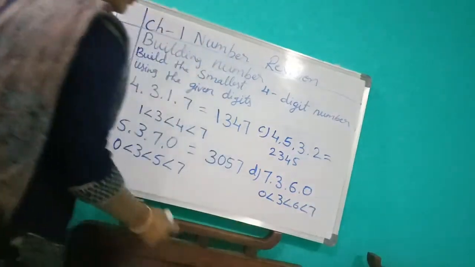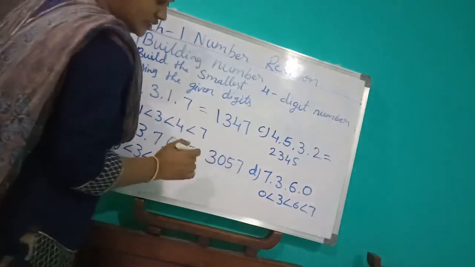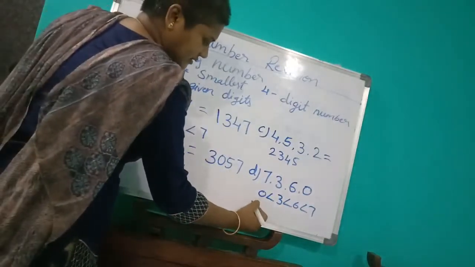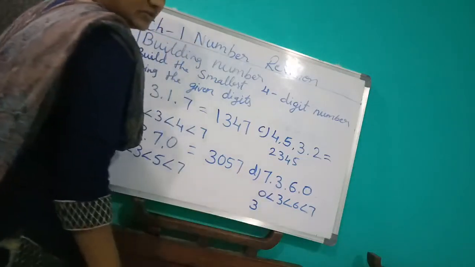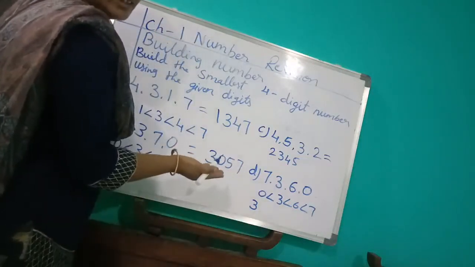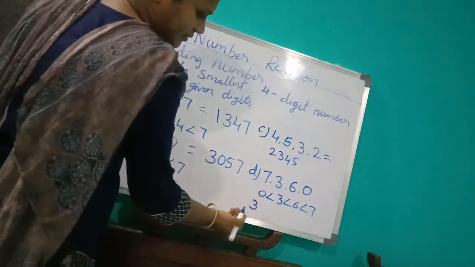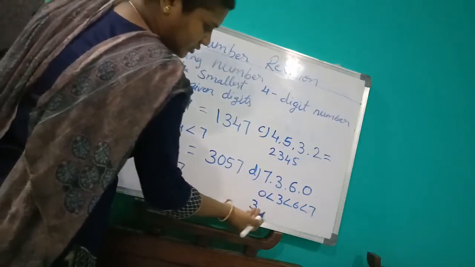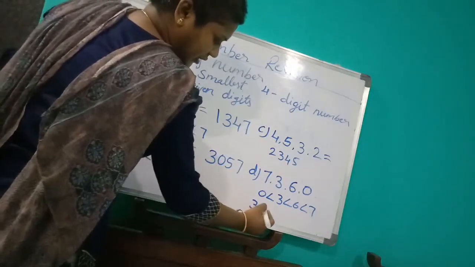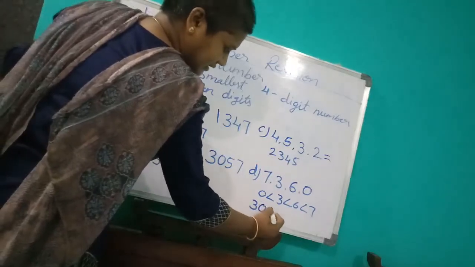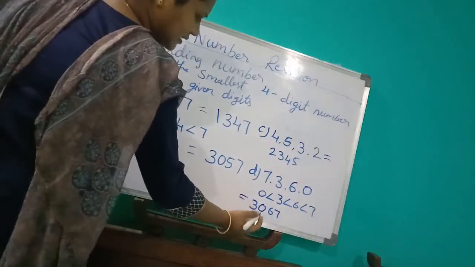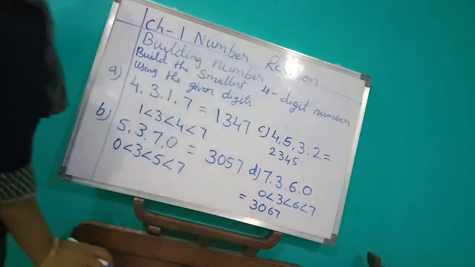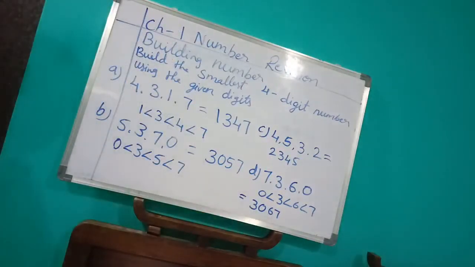What you have to do? Don't write the 0 in the thousands place. You should write the 3 in the thousands place. If you write 0 in the thousands place, what will happen? It will become 3-digit number. You should form the 4-digit number. That's why you should write 3 first. After that 0, after that 6, after that 7. Understood? 3067 is the number. Understood, children?